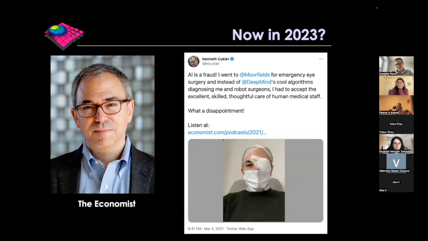And as it happens, he had a condition which we wouldn't normally diagnose on an OCT scan, and therefore the AI system wouldn't have been helpful. But at the same time, he does make an entirely valid point. Why is this not yet in routine clinical use?